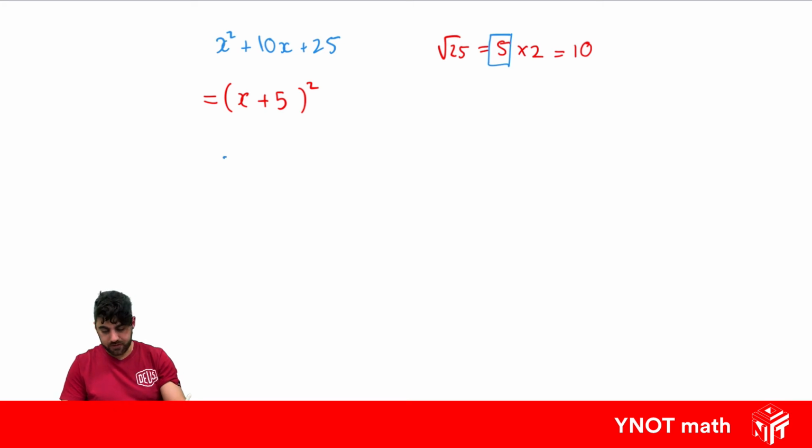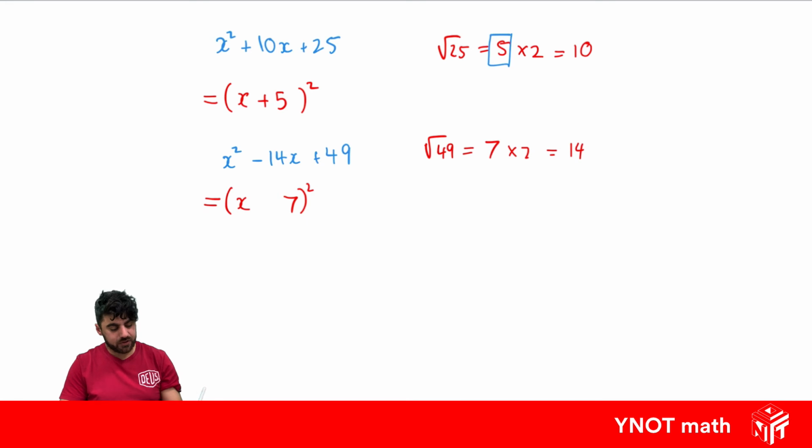Let's have a look at another example. x squared minus 14x plus 49. Again, let's do a check. Let's check the square root of 49. Well, that's 7. And if you times 7 by 2, you get 14. And that matches up with what's in front of the x here. So this means we can write it as (x something) all squared. And what do we need? We need to put 7 there. What sign do we put? That's dependent on the sign in front of this x term. So it's negative. So we get (x - 7) all squared.